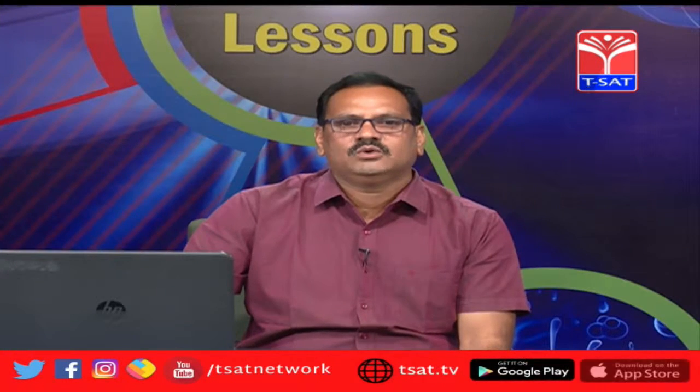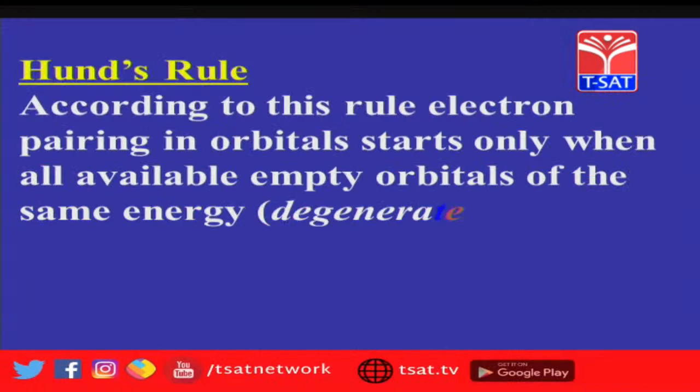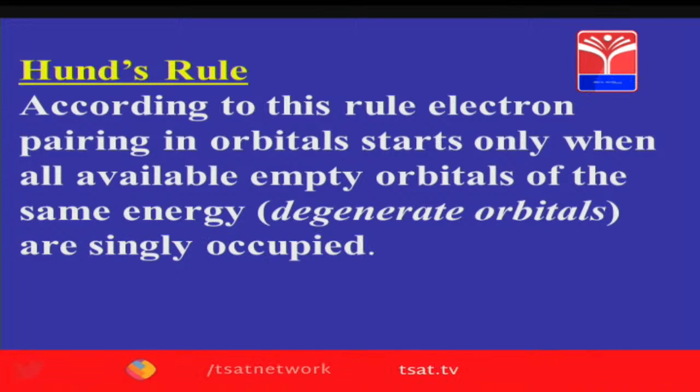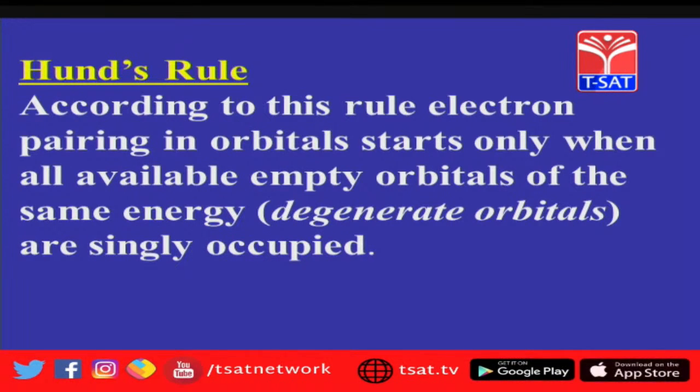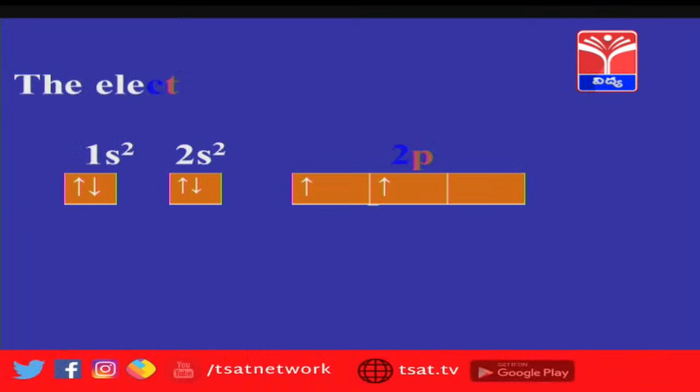Now, let us see Hund's rule. What is Hund's rule? According to this rule, electron pairing in an orbital starts only when all available empty orbitals of the same energy are singly occupied. It means degenerate orbitals should be filled equally with electrons.